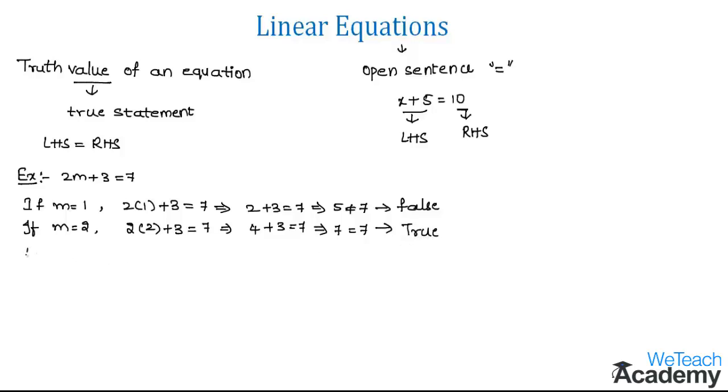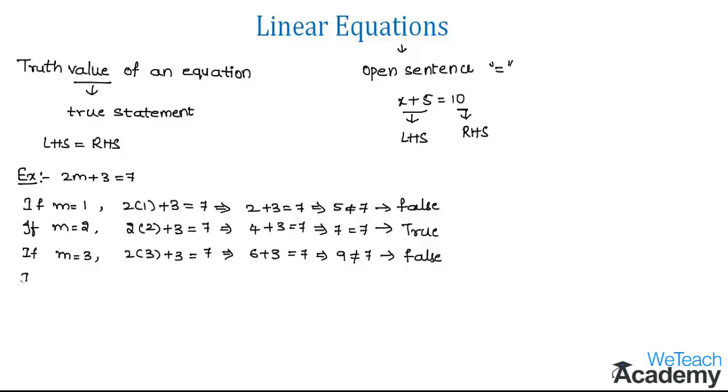Now let us check whether m is equal to 3 satisfies the condition or not. On substituting, we get 2 into 3 plus 3 is equal to 7. That implies 2 three times is 6, plus 3 is equal to 7. Therefore this comes as 6 plus 3 is 9, which is not equal to 7. So we can conclude that it is a false statement.